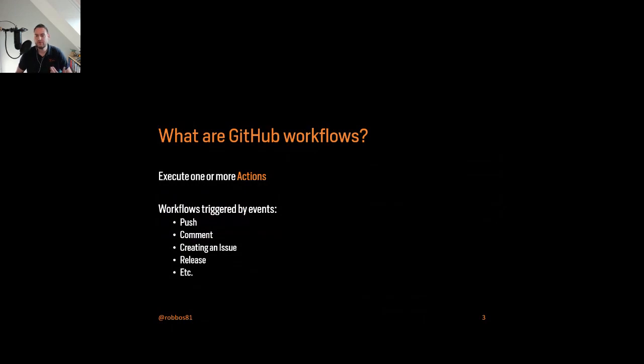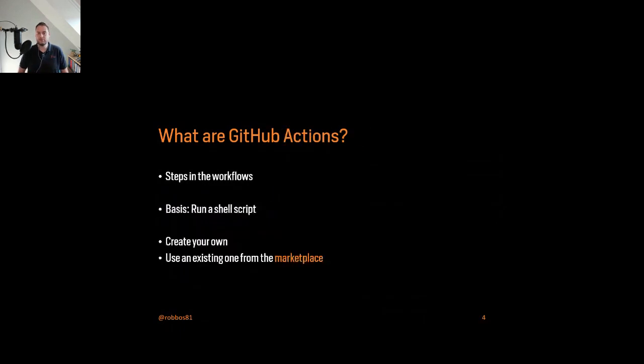Well, the workflow is the thing that is being triggered that executes one or more of your actions. And a workflow can be triggered by loads of events inside of GitHub. For example, when somebody pushes new code into your repository, creates a comment on an issue, or even creates an issue or a release, can all be triggers for a workflow to get started and run for you. Then the actions are the steps in the workflows. They can be grouped in jobs, and they are the things that are actually doing the work for you. And the real simple basic action is, of course, just run something in a shell script.